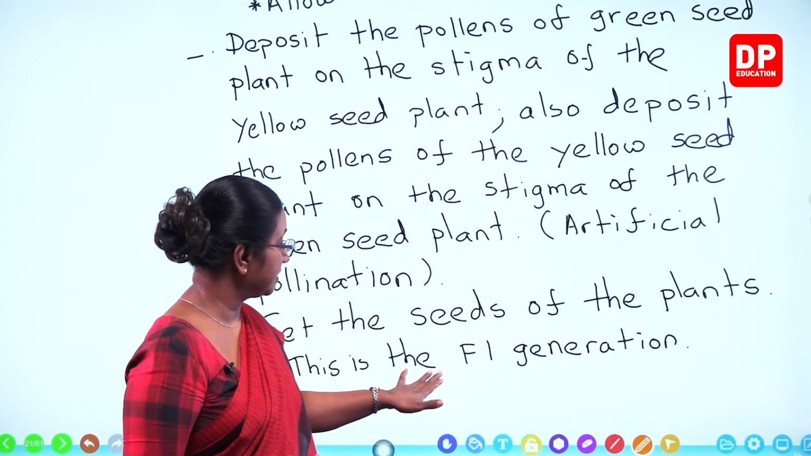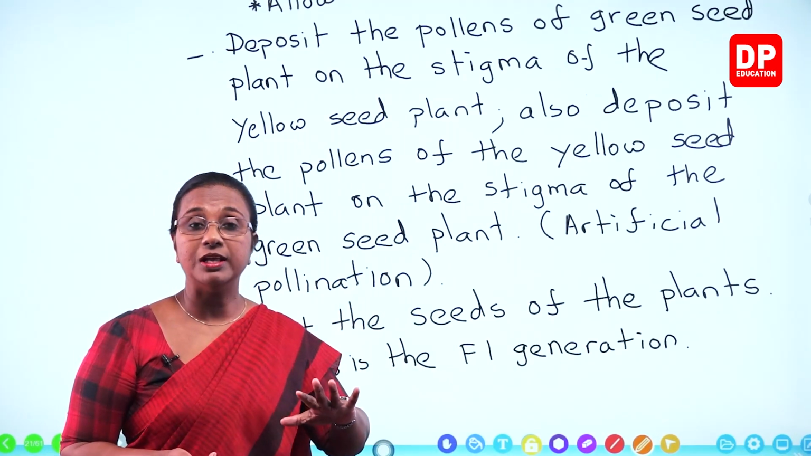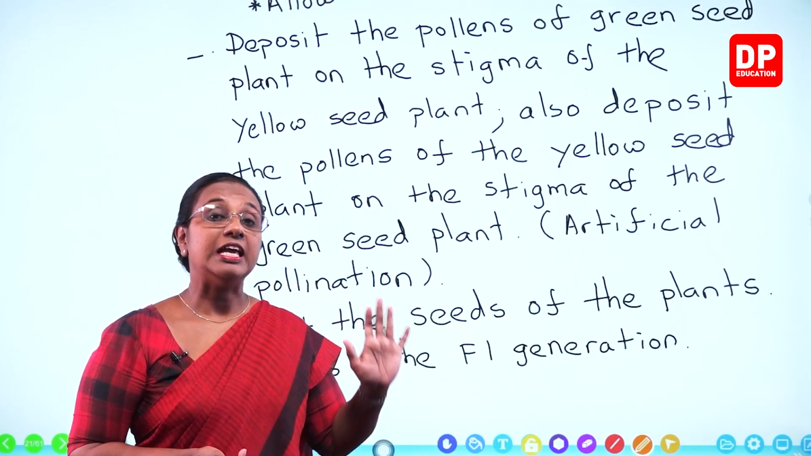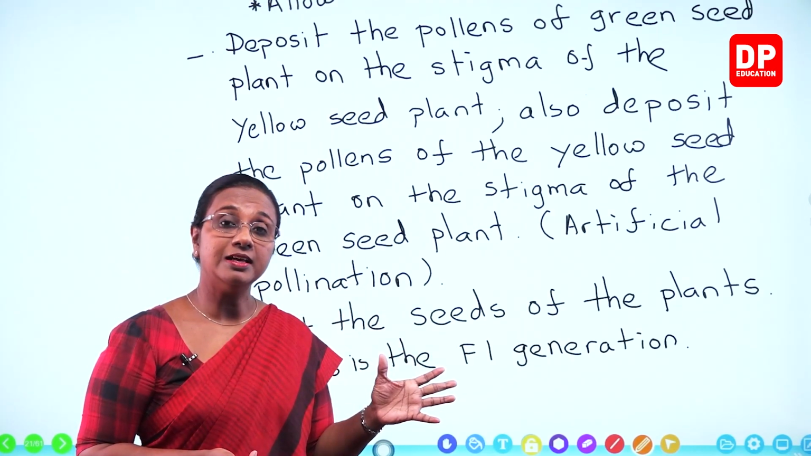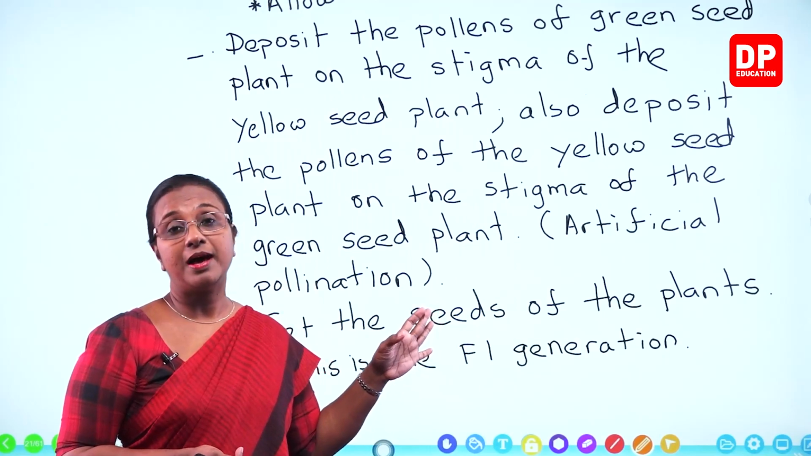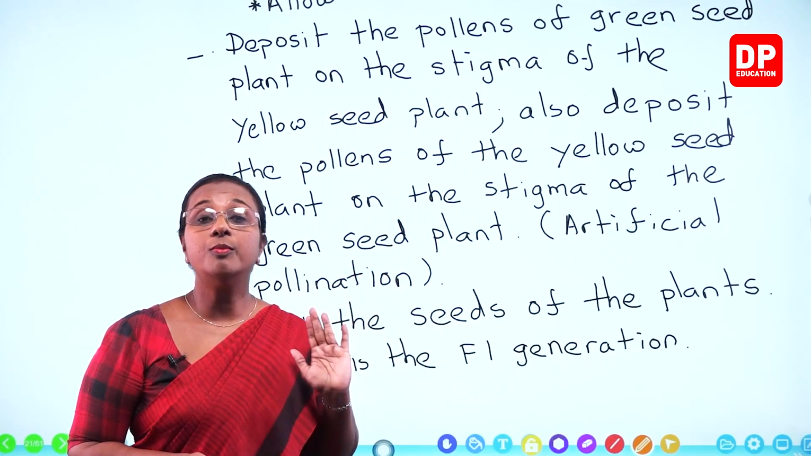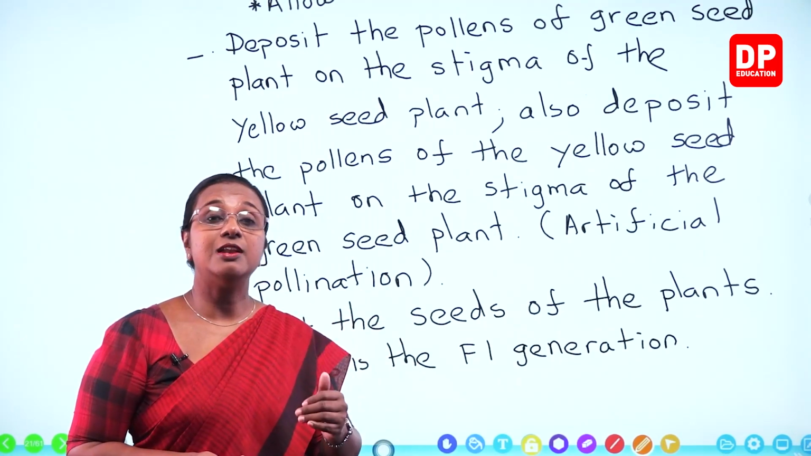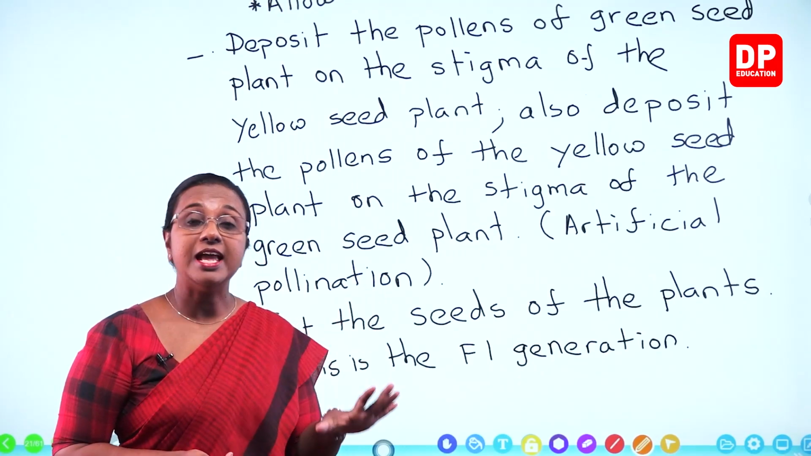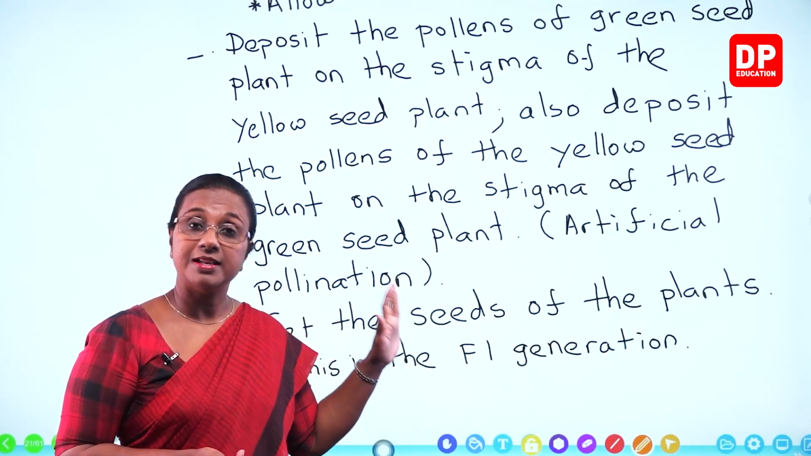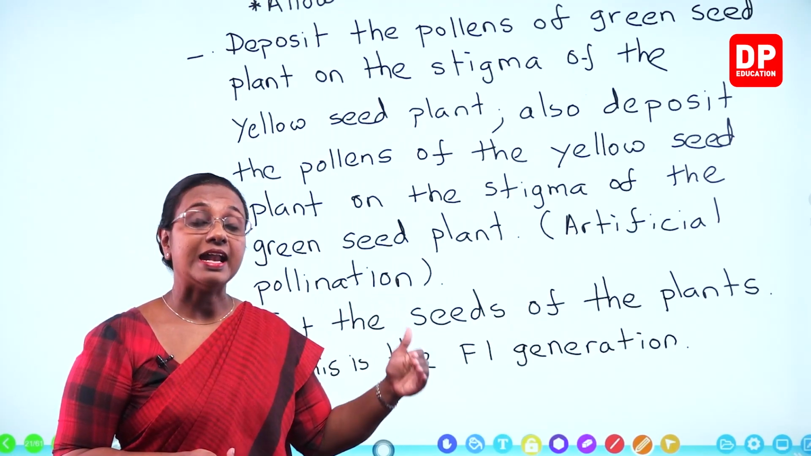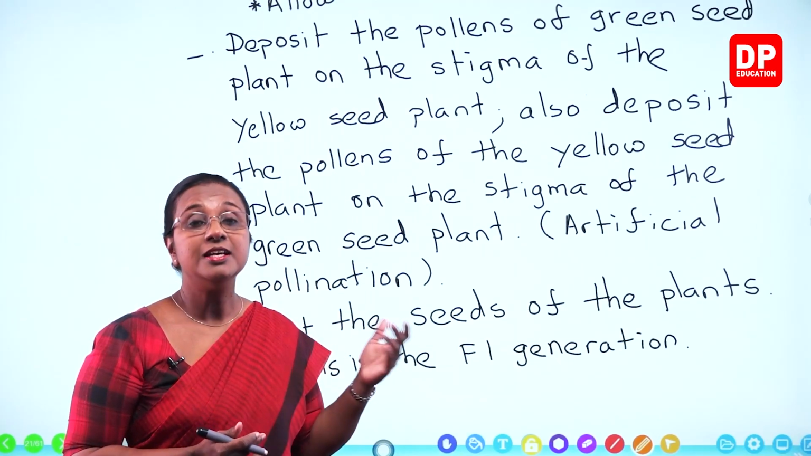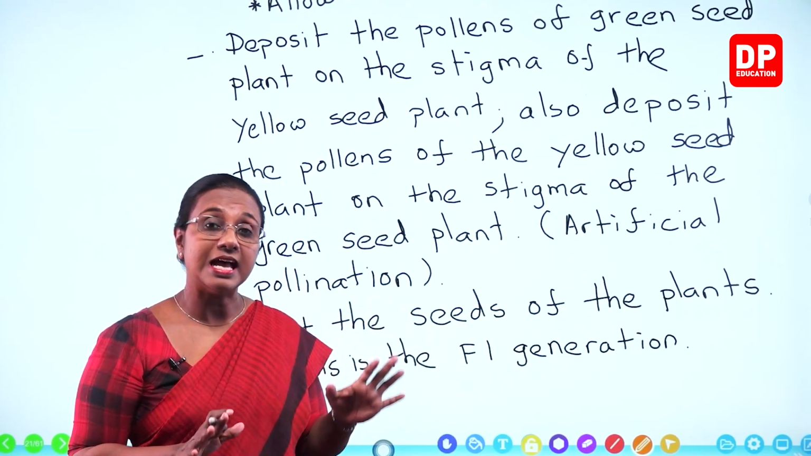So once you observe the seeds, you will see particular characteristics. So what are the possible outcomes? If all the seeds are green in color, then you know the green seed plant was the homozygous condition. But if you get the green seed and yellow seed in a 1:1 ratio, then you will know that the green seed parent plant had the heterozygous genes. That is how we identify the genotype of the green seed plant. Is that clear to you all?